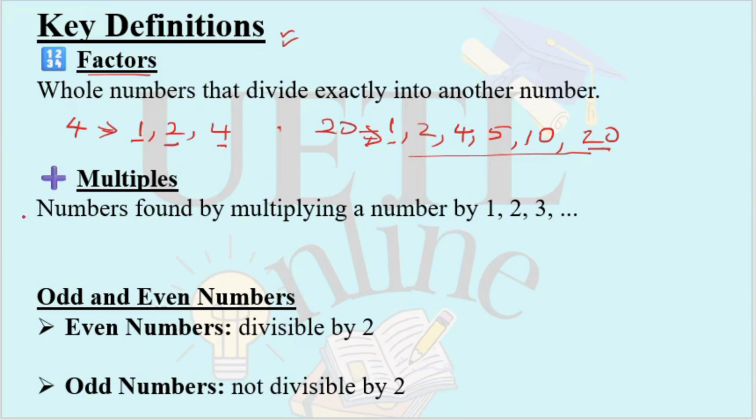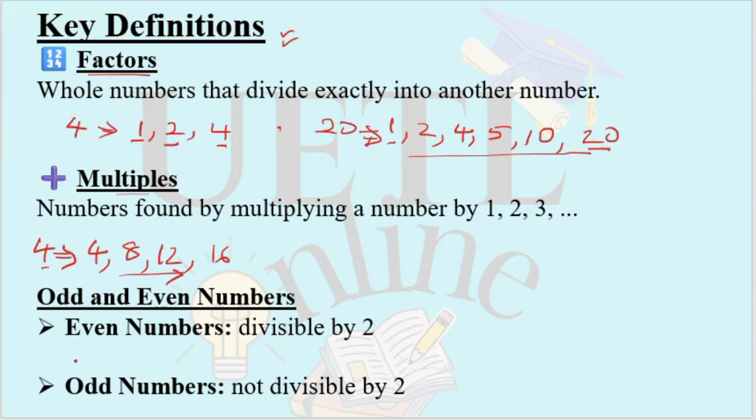Let's go next and talk about multiples. Multiples are numbers found by multiplying a number by 1, 2, 3 and so on. Let's say we have 4 and we want to find the multiples of 4. If you multiply 4 by 1, you get 4. If you multiply by 2, you get 8. If you multiply by 3, you get 12, and so on and so on. These are what you call the multiples of 4.